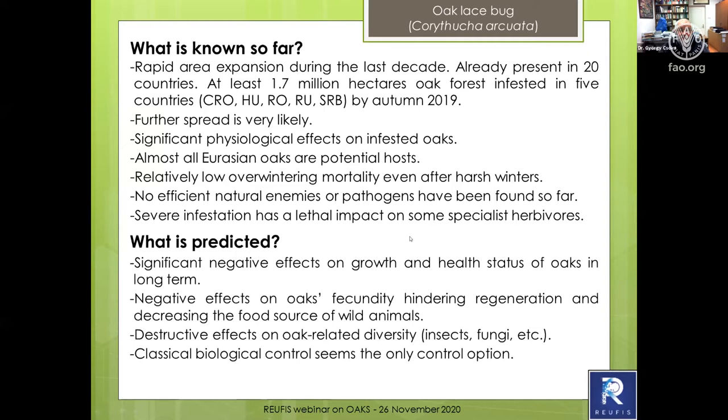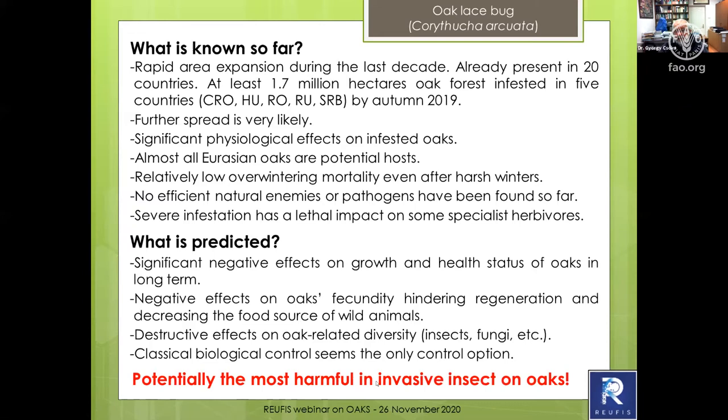So in the long term, it will probably cause serious trouble with oak health and oak growth, also oak fecundity, and have a destructive effect on oak-related diversity like insects and fungi. And it seems that only classical biological control is the option to fight this species. My personal opinion: this is potentially the most harmful invasive insect on oaks we have ever seen.